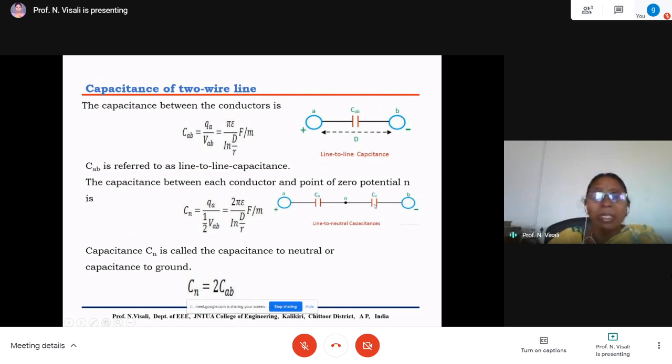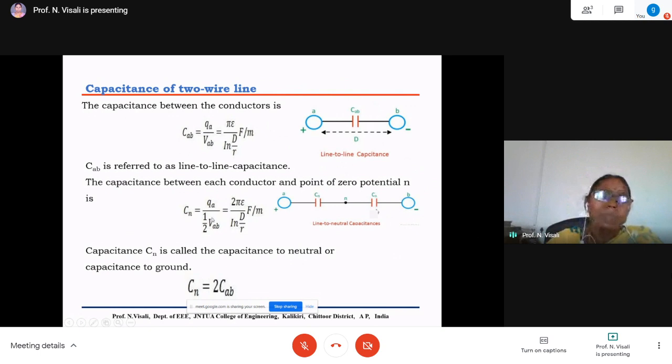So when you are going to consider the neutral point, what will be the capacitance between the conductor and the neutral? That is Cn. Cn can be written as the charge on the conductor divided by the voltage, which is reduced. Previously the voltage was VAB, but because the neutral is exactly in the middle of the line, we consider half of VAB on this side and this side. So we have taken half of VAB.